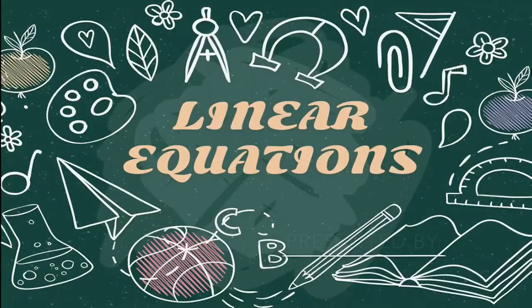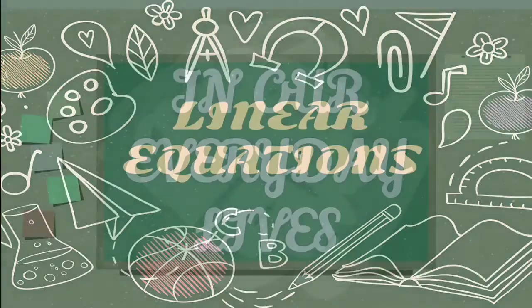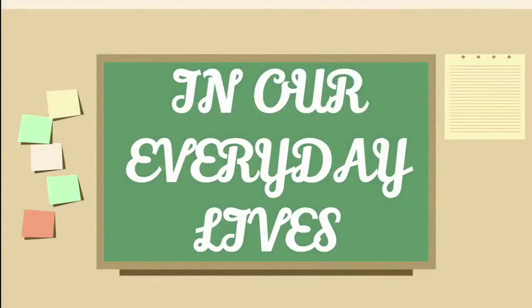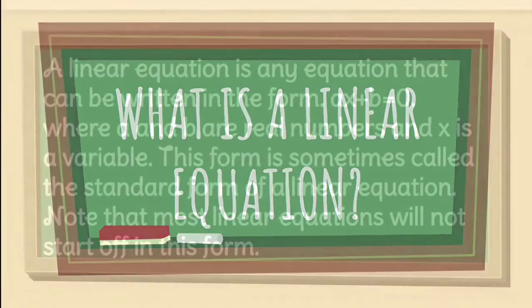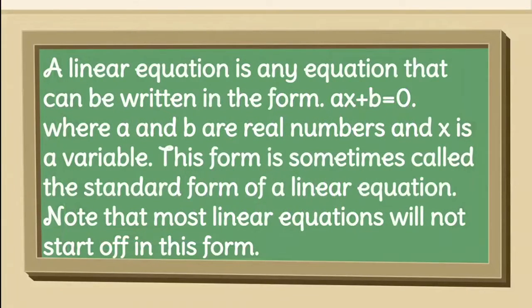Today I will teach all of you about linear equations in our everyday lives. But first of all, what is a linear equation? A linear equation is an equation that can be written in the form ax plus b equals 0, where a and b are real numbers and x is a variable. This form is sometimes called the standard form of a linear equation. Note that most linear equations will not start off in this form.